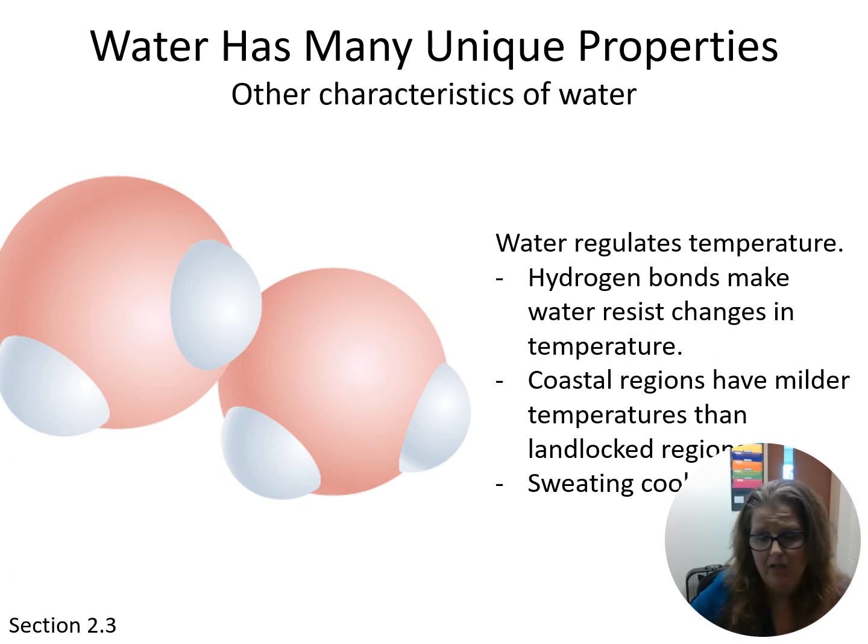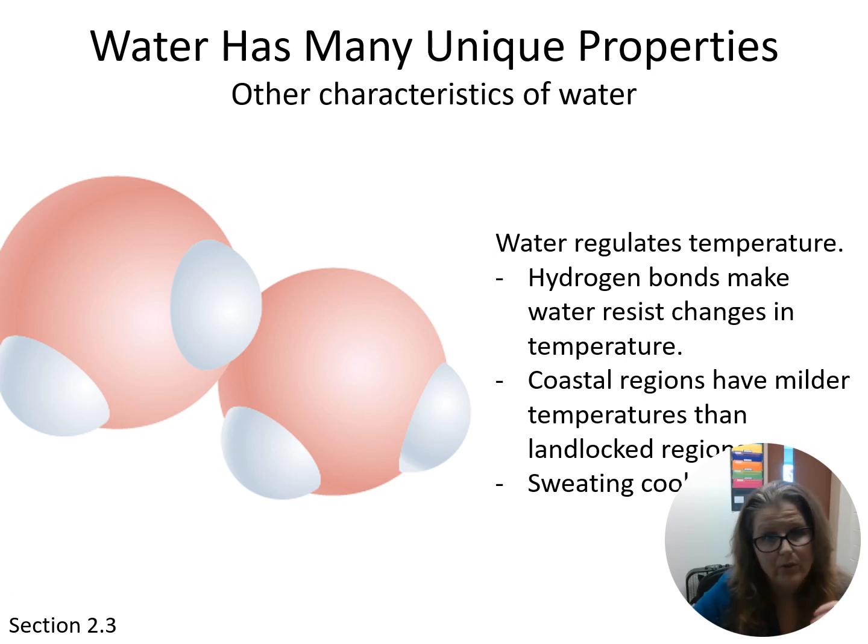Because of the hydrogen bonds, water is able to resist sudden swings in temperature. So if we were to take the temperature of the air throughout the day, every hour on the hour, we would see it would change throughout the day. If we took the same measurement of a body of water, whether it's the Chesapeake Bay or a lake in your neighborhood, we're not going to see those fluctuations, especially if it's a larger, deeper body of water. And this is why coastal regions tend to have milder temperatures.